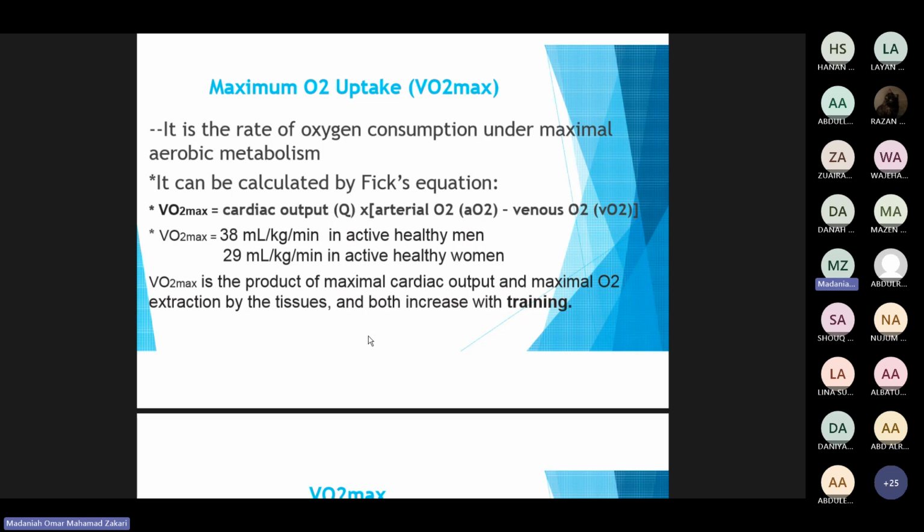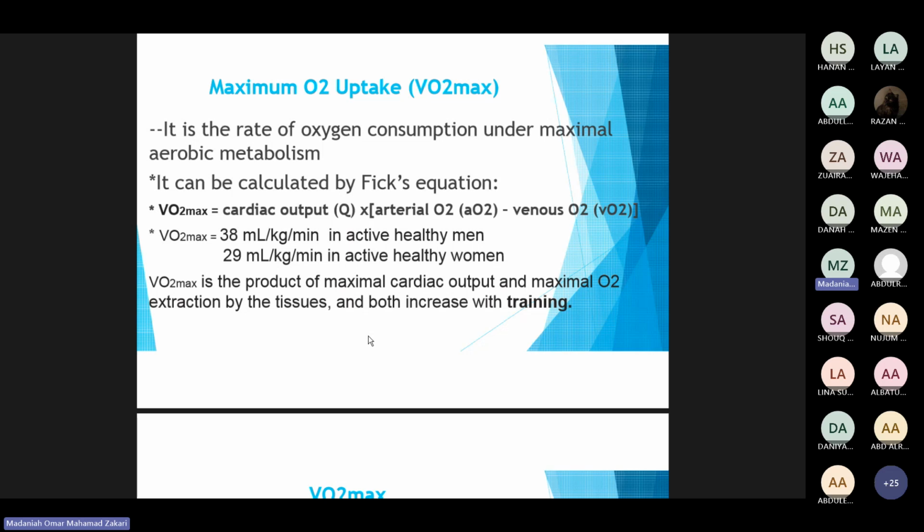VO2 max is equal to cardiac output multiplied by the arterial oxygen minus venous oxygen. VO2 max is around 38 milliliters per kg per minute in active healthy men, and lower, of course, in healthy women, 29 milliliters per kg per minute. VO2 max is the product of maximal cardiac output and maximum oxygen extraction by the tissue.